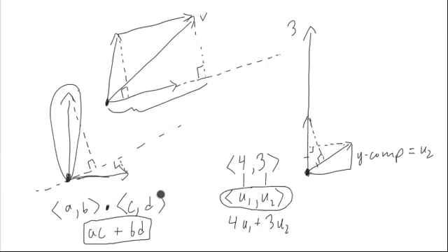Now, if the dot product is 0, then the projection after you rescale it will be 0 as well, which means we were perpendicular to begin with. So the dot product being 0 is useful because it's a way of describing if two things are perpendicular or orthogonal to each other.